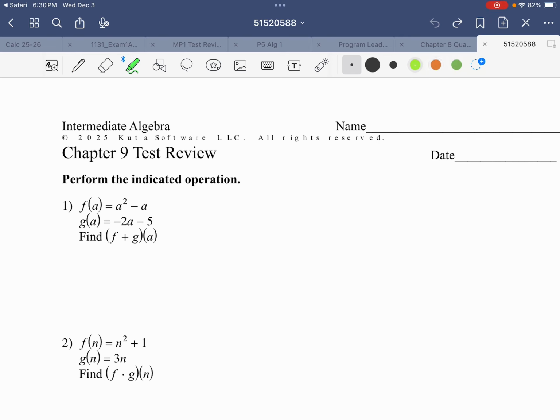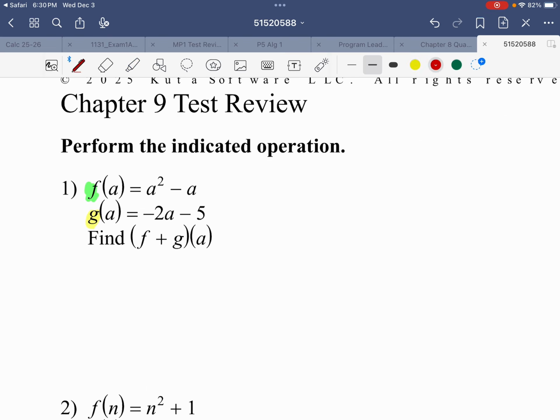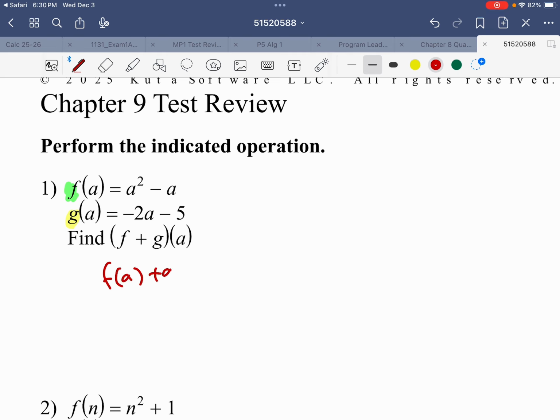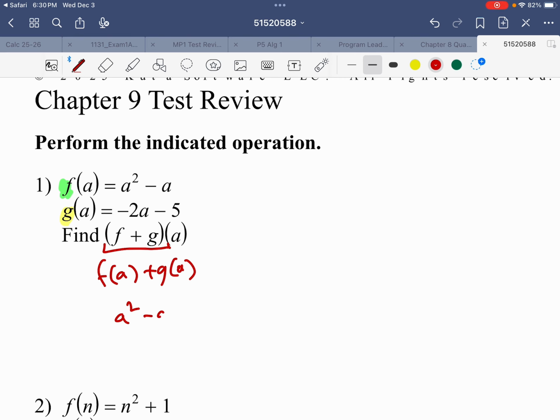I want to make sure that we understand that f and g are just the names of the function, and we can imagine this like f of a plus g of a. It's not like we're adding the functions together and then multiplying by a. So f is a squared minus a, and I'm adding the negative 2a minus 5. At this point, I can combine the like terms. Got minus a and negative 2a to be a squared minus 3a minus 5.